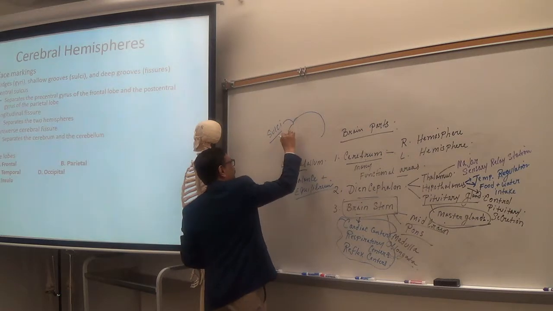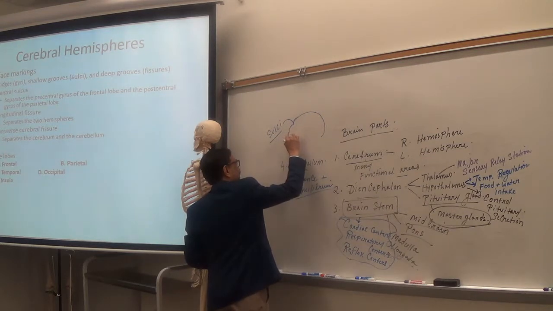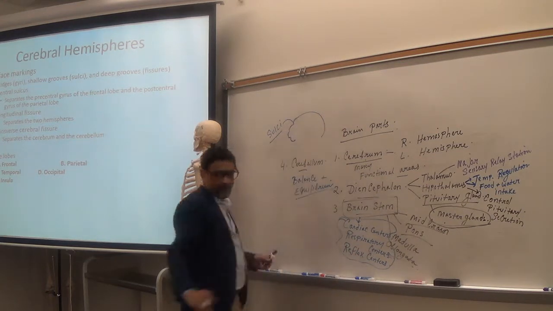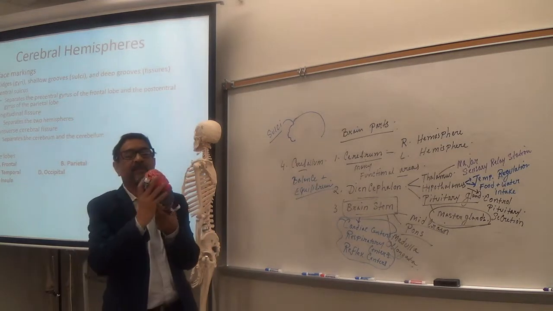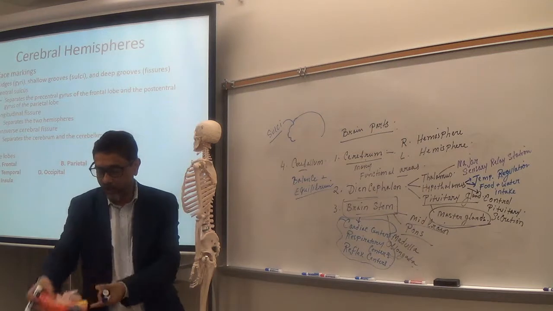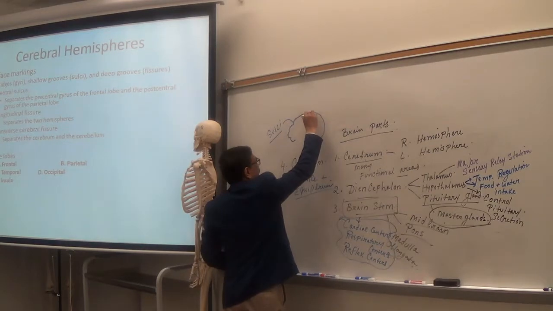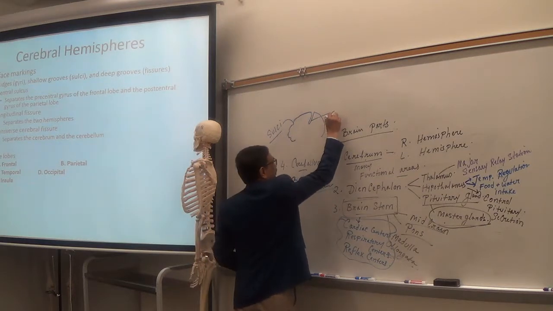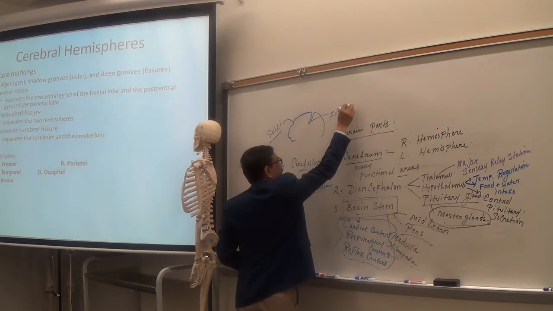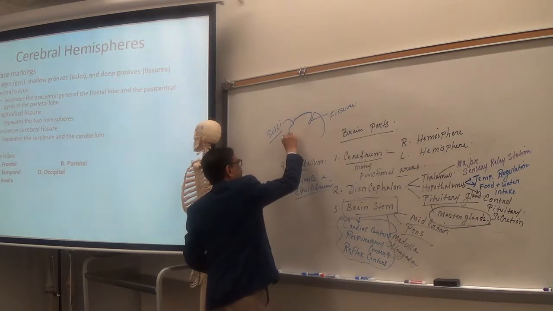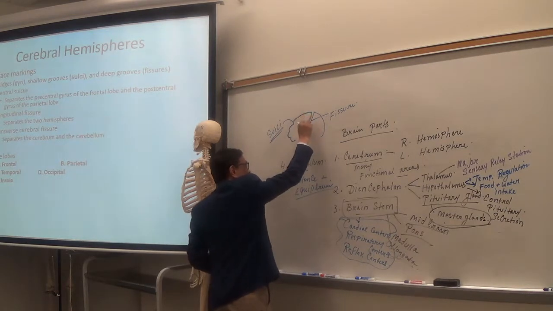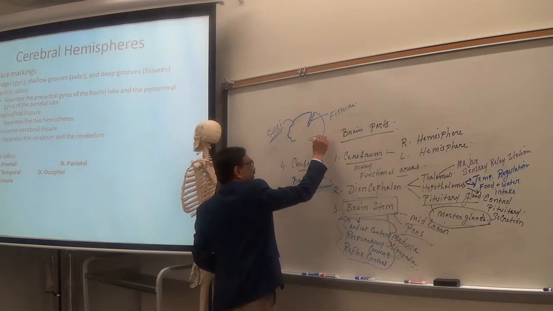Sulci are shallow grooves, not too deep, shallow grooves. There are many all over the cerebrum. You have those shallow grooves. In some areas you have deep groove, that is called a fissure. So if you see shallow grooves, we have many. Those are called sulci, and we have few deep grooves. Those are called fissures. Okay?